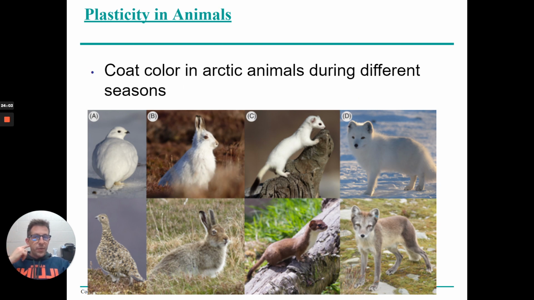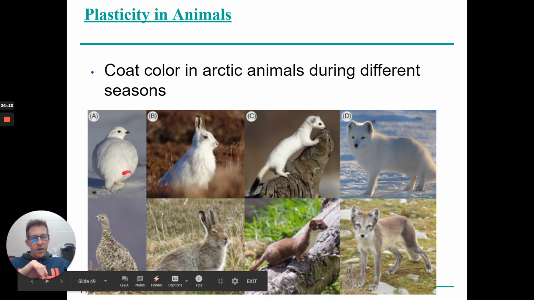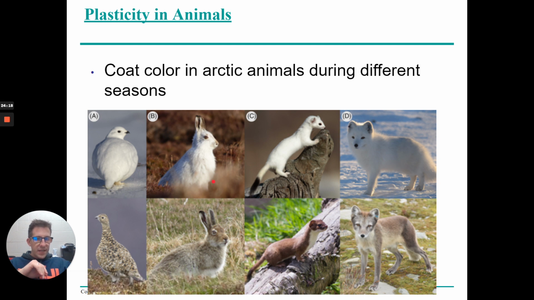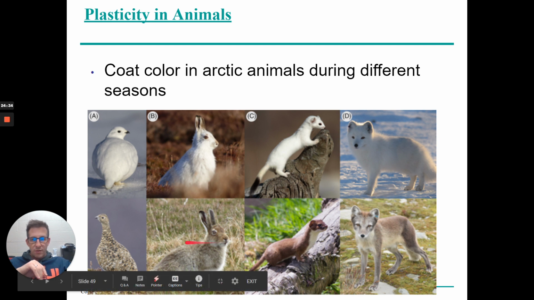We do see phenotypic plasticity in animals as well. I picked out just one example, which is the coat color in Arctic animals during different seasons. Here you see four different organisms that all live in Arctic settings, and you would see different colors of coat during different seasons. So you'd see this bright white one. Obviously, we can see them here during the winter times because everything's covered in snow. And you'd see these kind of mottled brown colored ones any other time, maybe fall or spring or sometimes even summer. And this helps with camouflage.